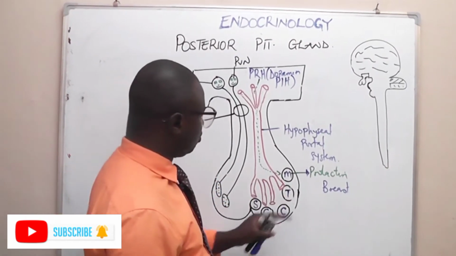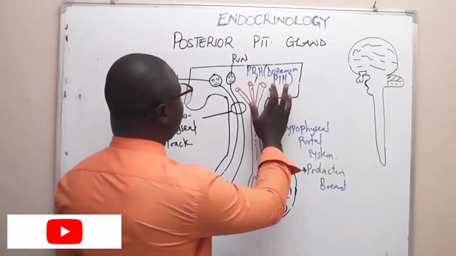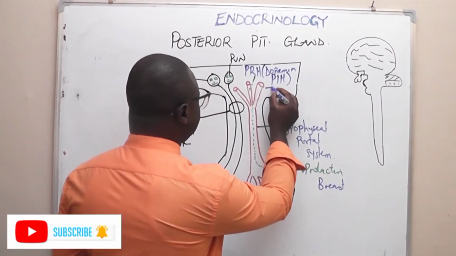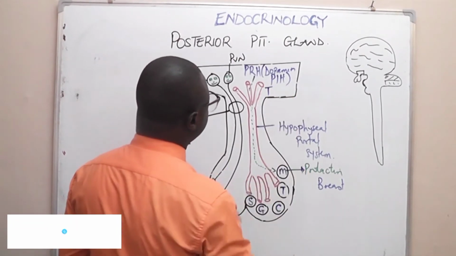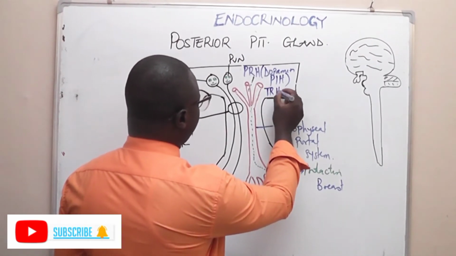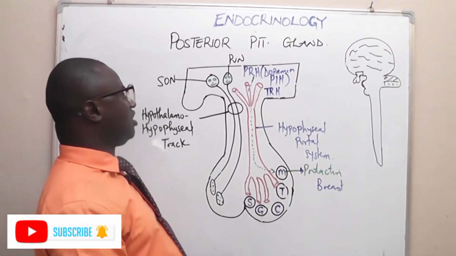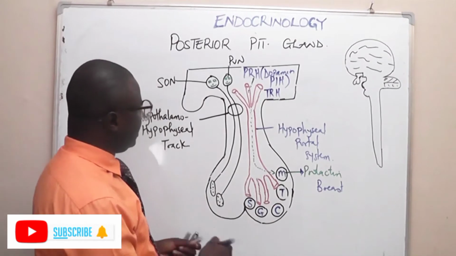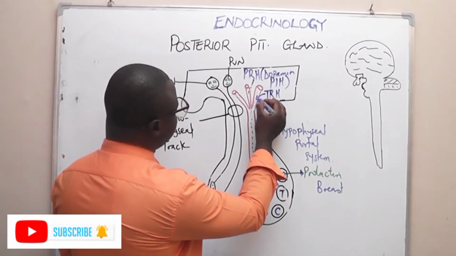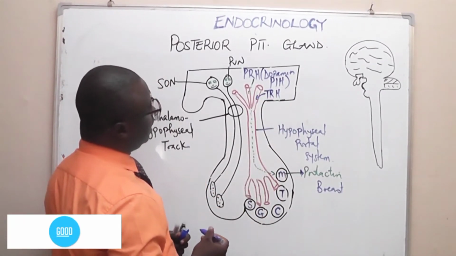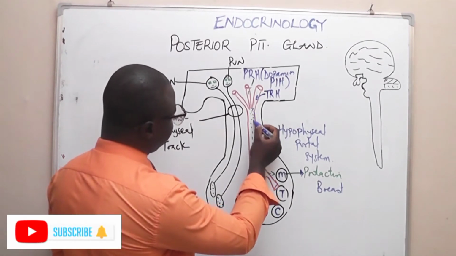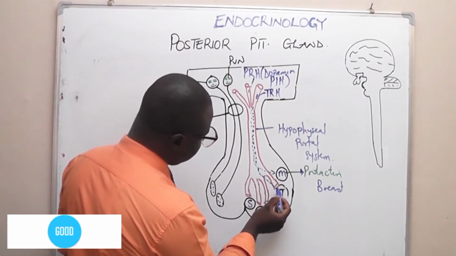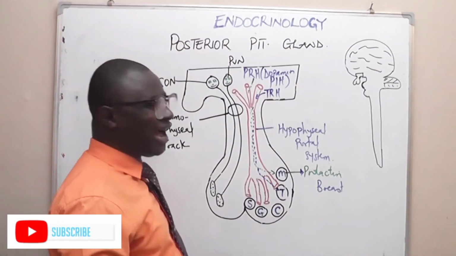Let's move to the next group of cells. The next hormone that is produced here is thyroid releasing hormone. This thyroid releasing hormone is also secreted by some nuclei within the hypothalamus, and then they enter into the primary portal system, and then they are drained. And then they also come to these cells here. These cells are called thyrotrophs.